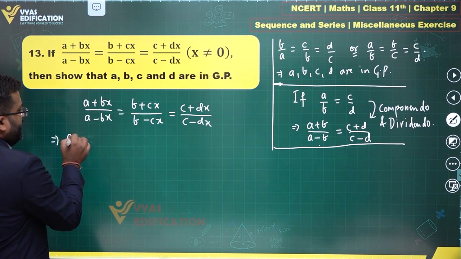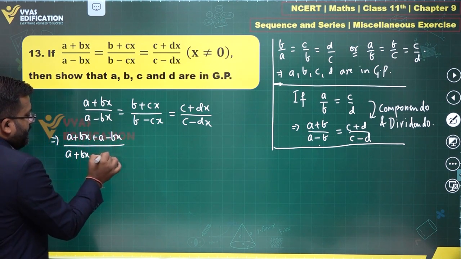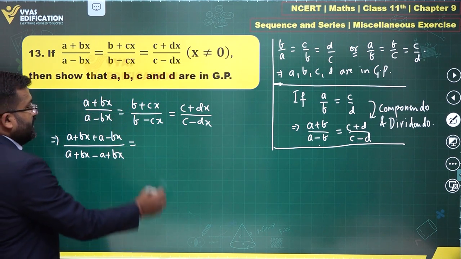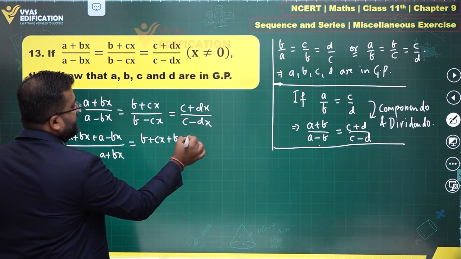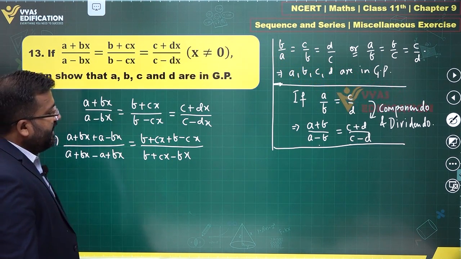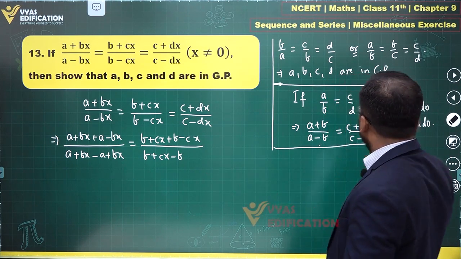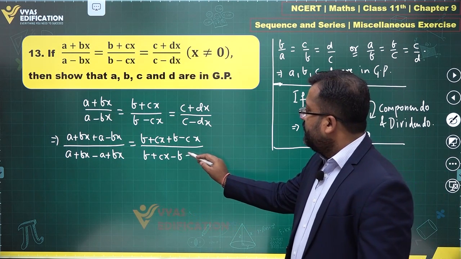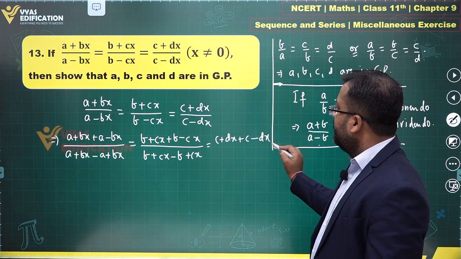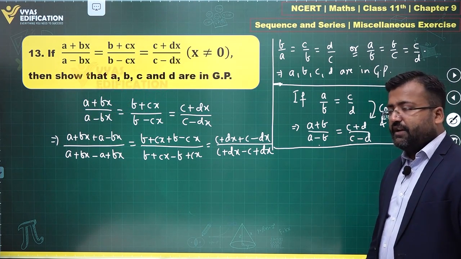What do we get? Sum in the numerator: (a + bx) + (a - bx). In the denominator: (a + bx) - (a - bx). Do you see this? Yes. Similarly, (b + cx) + (b - cx) over numerator minus denominator, which gives you 2cx. Which is equal to the sum (c + dx) + (c - dx) upon (c + dx) - (c - dx). This is what you get.